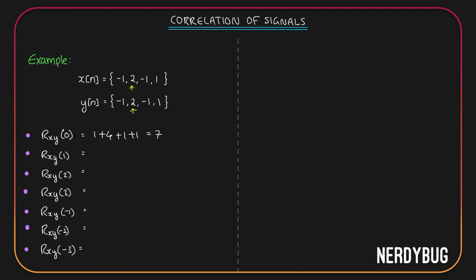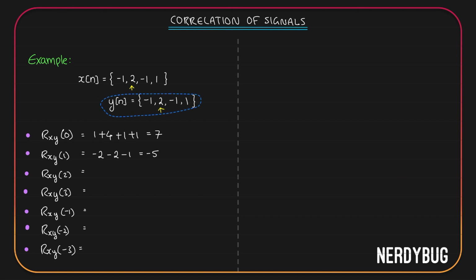To get Rxy[1], I need to shift y[n] 1 unit towards the right. To make it simple, I'll just move it like this. So we can multiply 2 with -1, 2 with -1, 1 with -1. Because these are the only ones overlapping. We'll get -2, -2, -1, and that is -5.